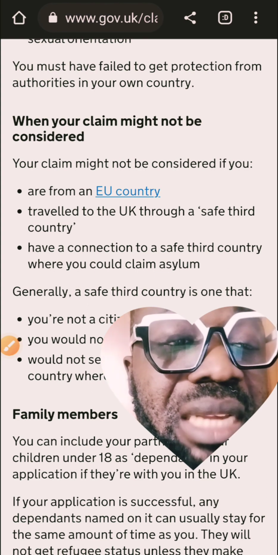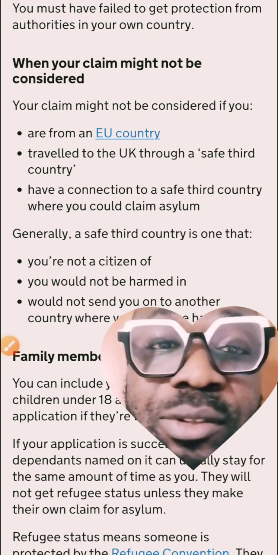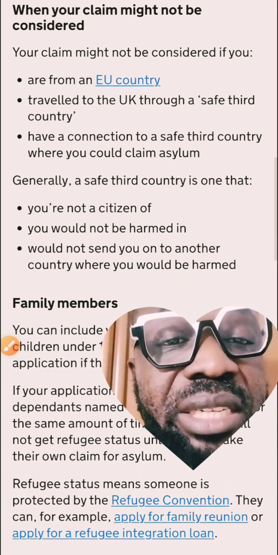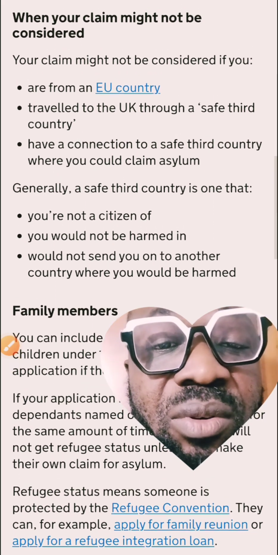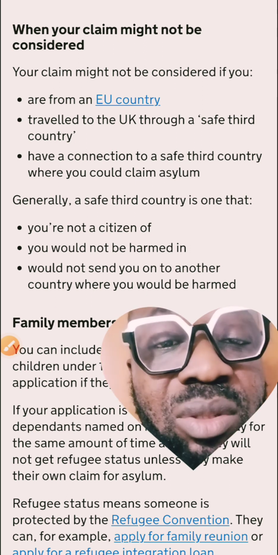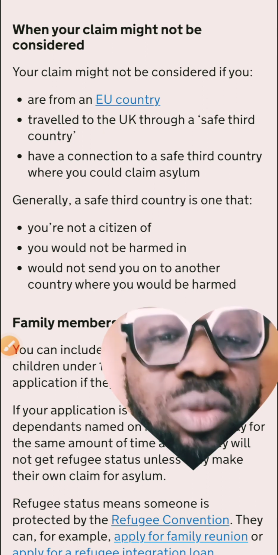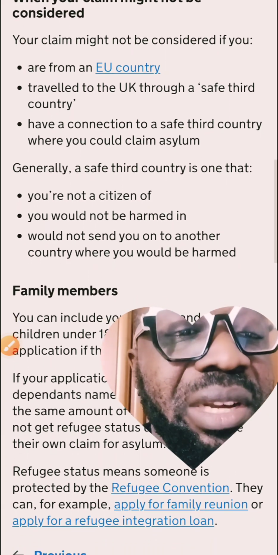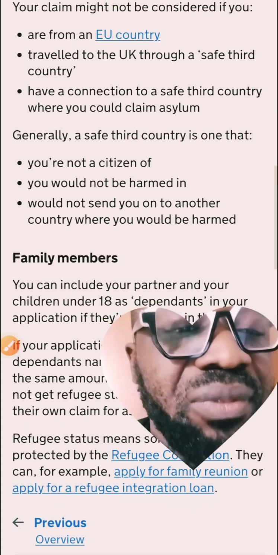And the third thing is having a connection to a safe third country where you could claim asylum. That the UK is not the only place you could claim asylum. For example, if you're coming from Nigeria and Ghana is peaceful and is also a member of ECOWAS, and you can actually go there easily to seek asylum without anybody threatening you, that means you can go to Ghana instead of the UK, or some other neighboring country in Africa, where they cannot repatriate you back to your country because of your safety.